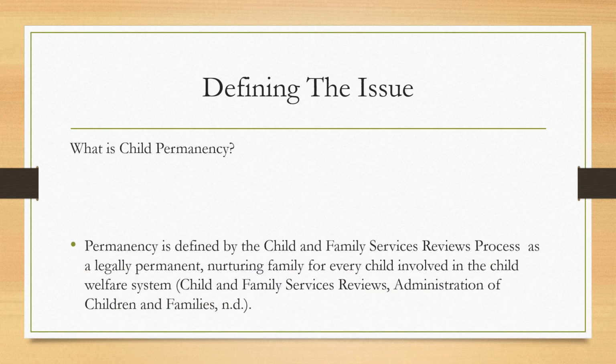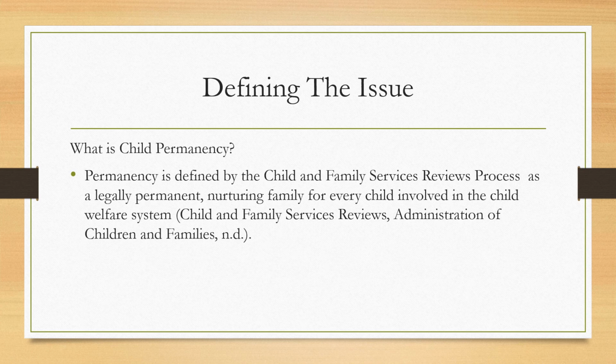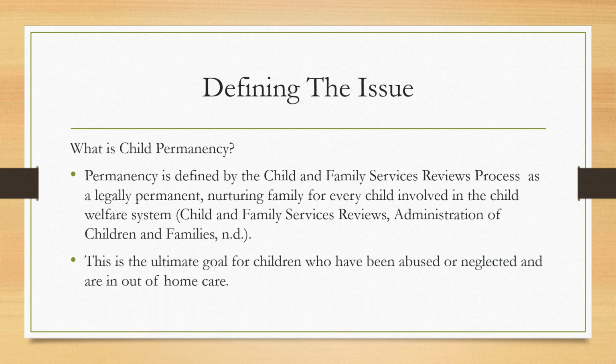Permanency is defined by the Child and Family Services Reviews process as a legally permanent, nurturing family for every child involved in the child welfare system. This is the ultimate goal for children who have been abused or neglected and are in out-of-home care. So again, the main issue behind House Bill 1262 is to achieve that child permanency, finding that legally permanent, nurturing family for every child involved in the child welfare system. We'll get into a little more how this bill tried to do that later on in the presentation.